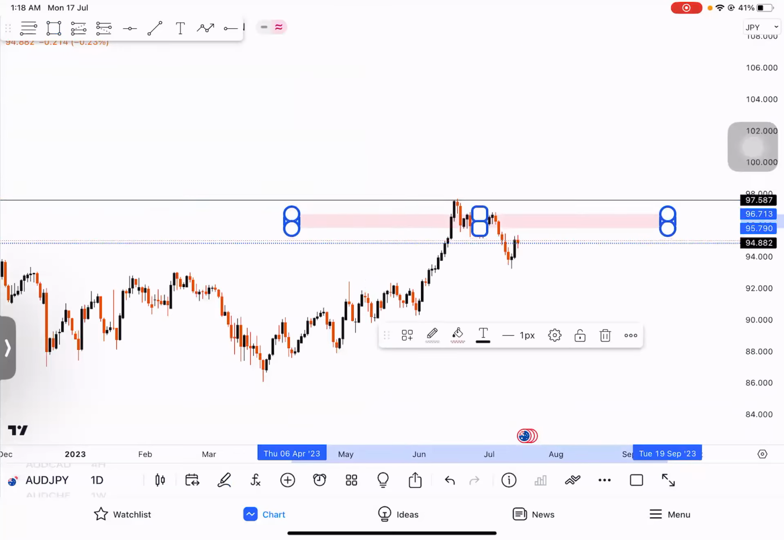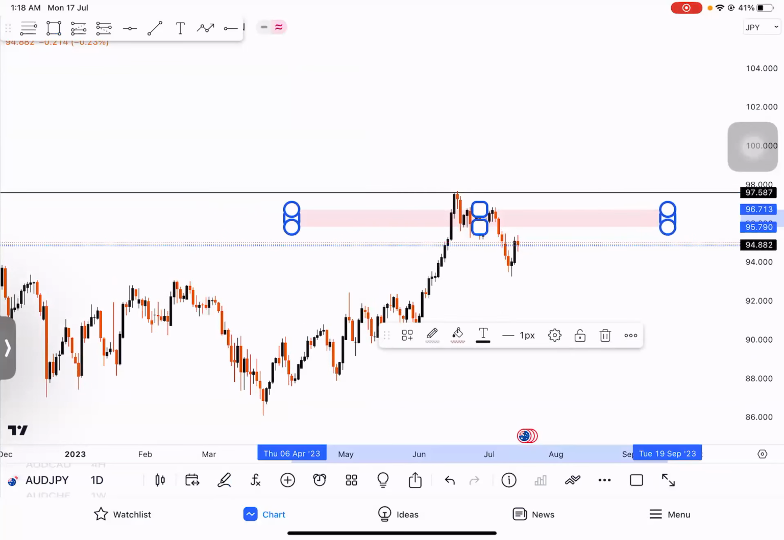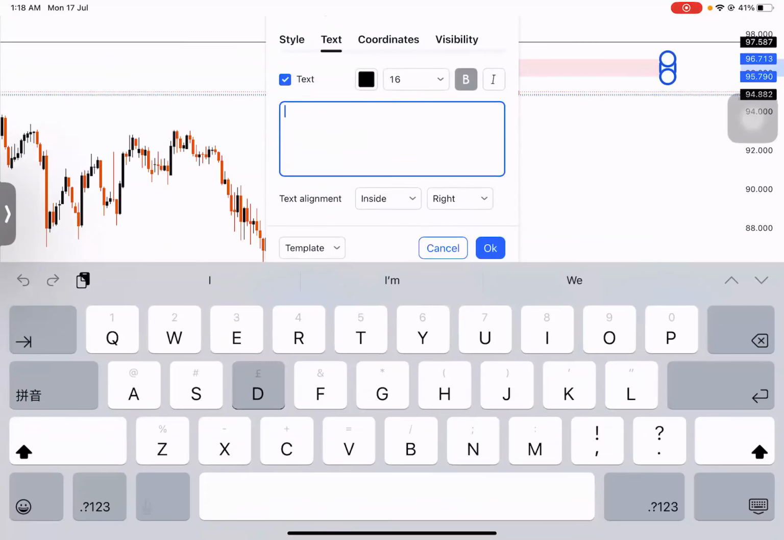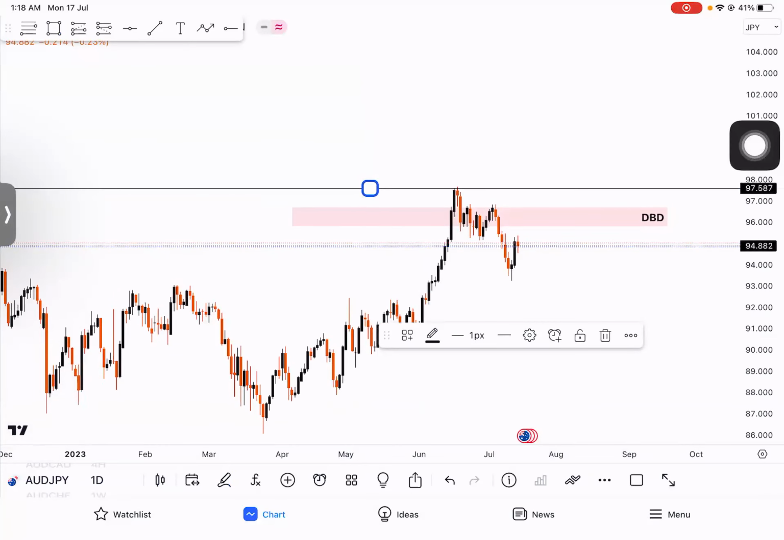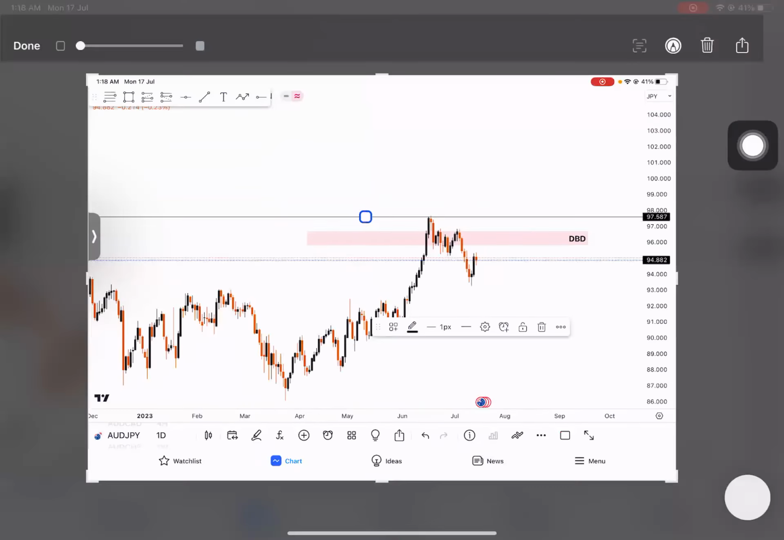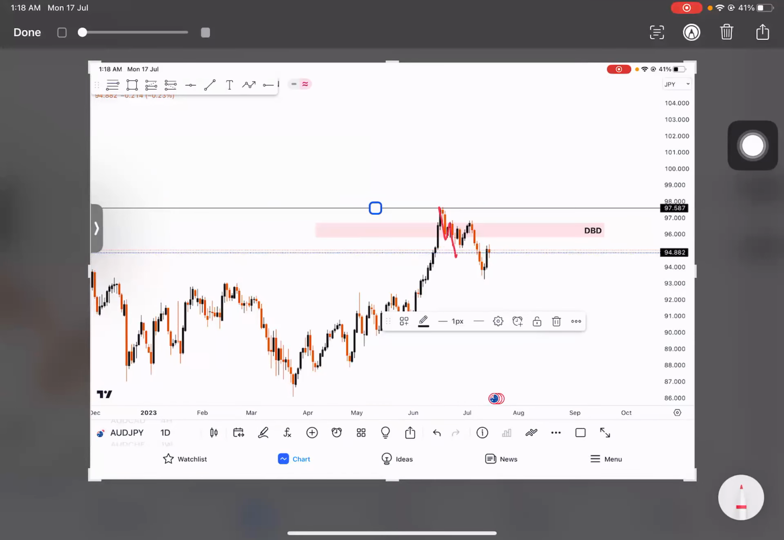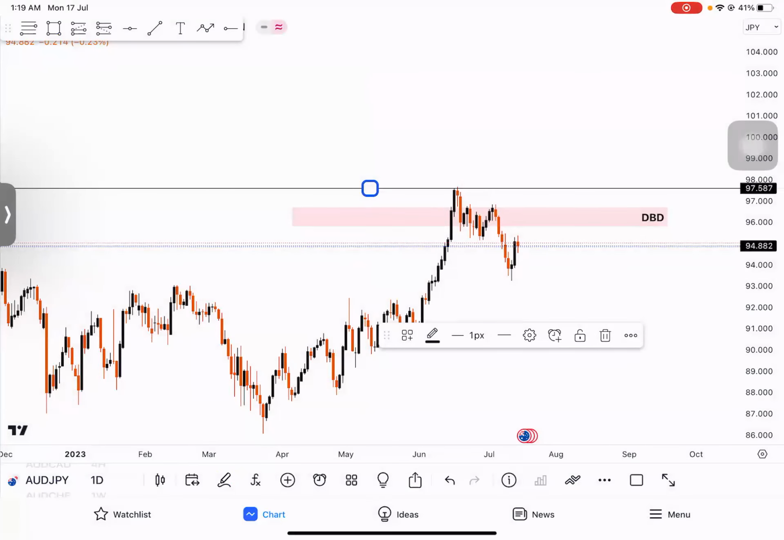Okay, in this area, you can see this one is a drop base drop, the DBD. The drop base drop is here. I'll just mark it first. You can see or not, this one is a drop base drop. And you also got rally base drops. So we will go to the H4.